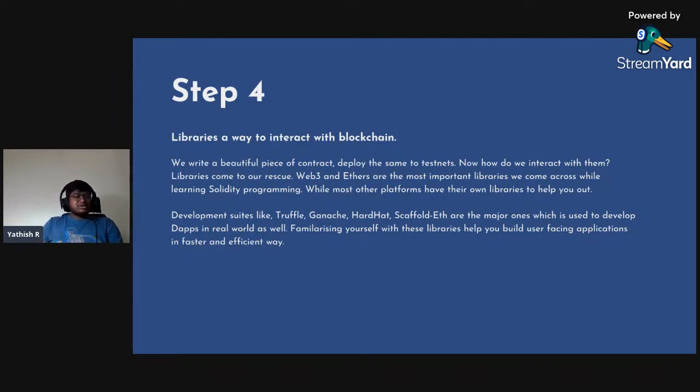There are development suites like Truffle, Ganache, Hardhat, and Scaffold, which are the major ones we usually use, which provide an entire suite of applications. So you don't have to do anything: you write a smart contract and you just deploy, compile, and test. You can write your tests and everything in a single application, so you don't have to have multiple applications in different places coming together.